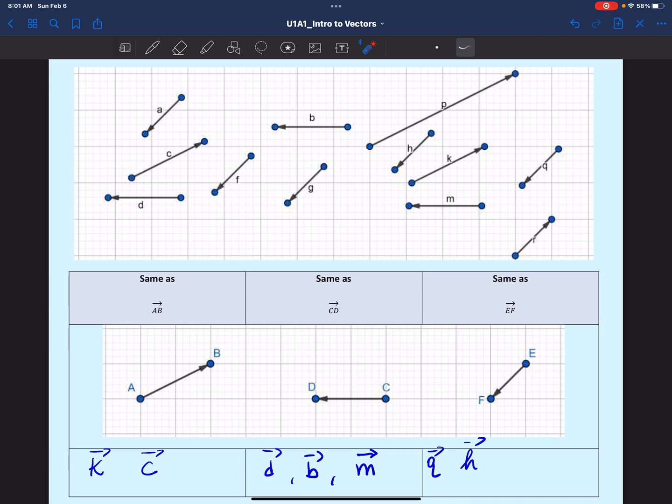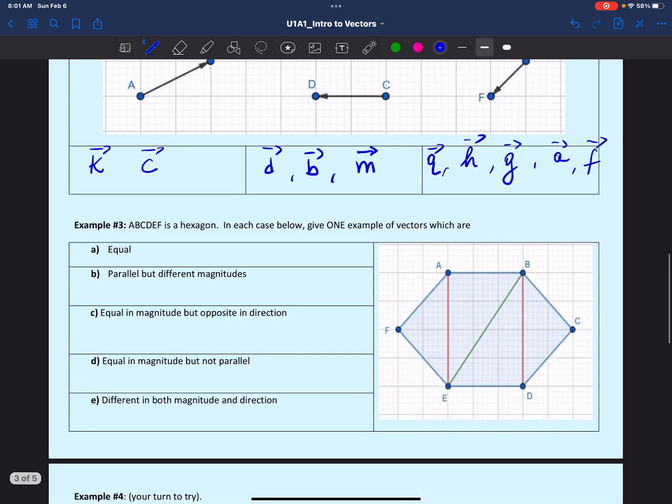And then we have vector G, vector A, and yeah, G and vector A. So again, just to double check, we have vectors A, F, G, H, and Q. So we need to add one more, vector F. And voila, so these are the equal vectors.